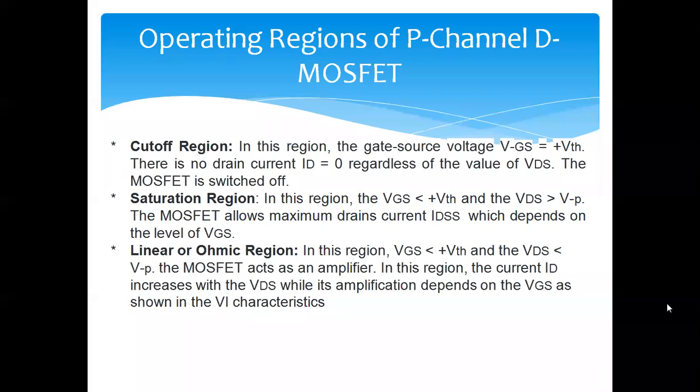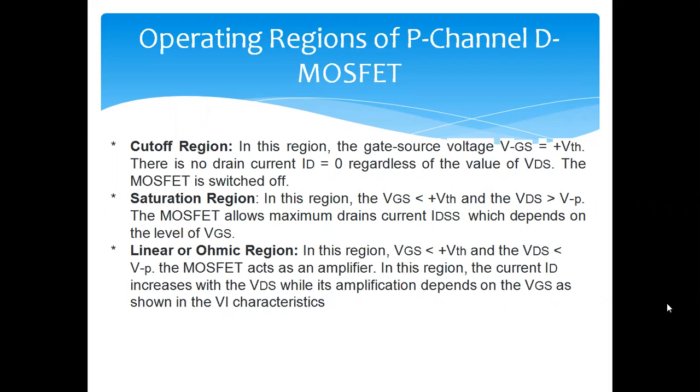Okay, again coming back to the operating regions. Always remember, any kind of MOSFET, whether depletion type or enhancement type, p type or n type, will have three regions of operation: cutoff region, saturation region, and linear or ohmic region. Linear or ohmic region is one and the same thing. Actually, the MOSFET will act as an amplifier in this linear or ohmic region.